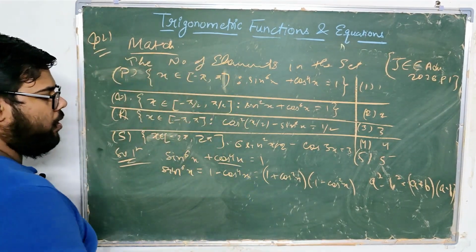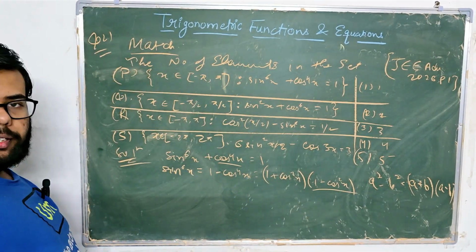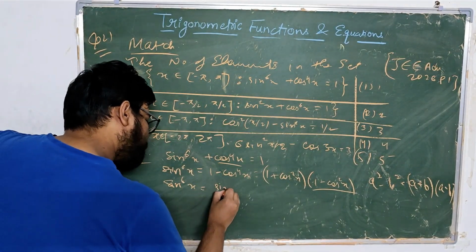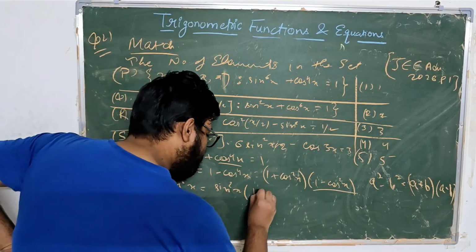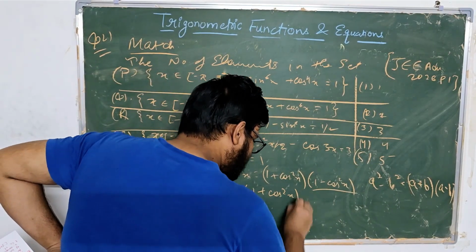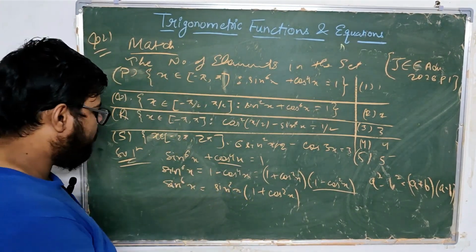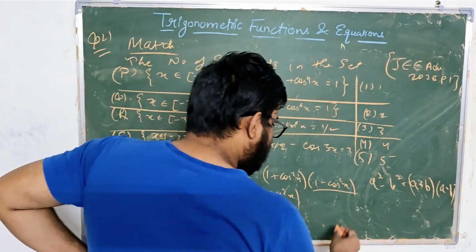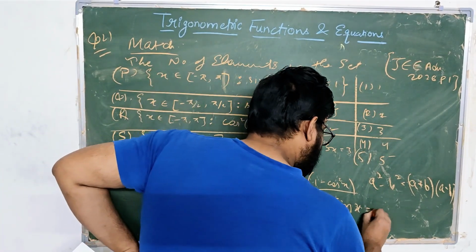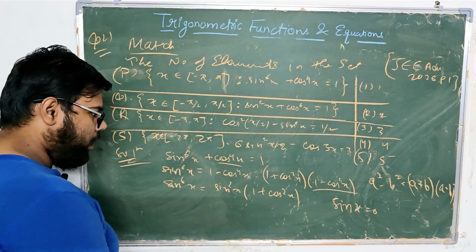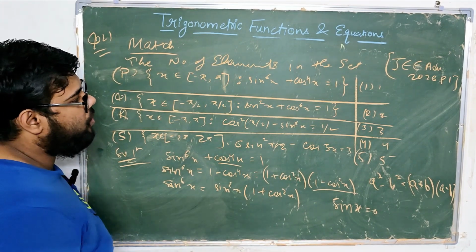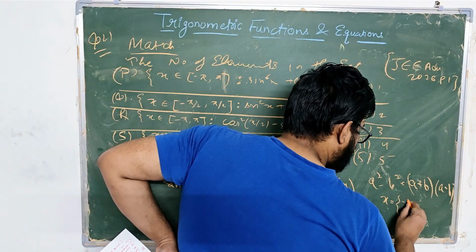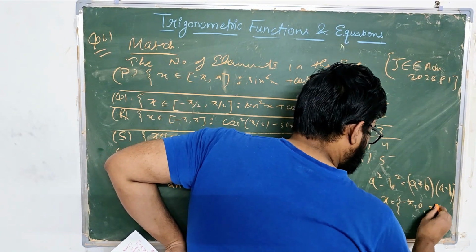Okay. What is this? This is equal to sin square x into 1 plus cos square x, correct? We have got this expression. Now, either sin x can be 0 in this case, right? Now if sin x is 0, then what are the values possible? x can be negative pi, 0 or pi, okay.